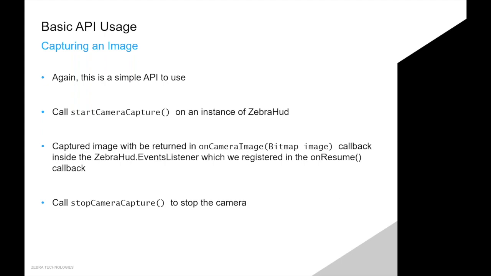And then the final API to cover under this basic API umbrella would be the API to capture an image. All you need to do is call the start camera capture API on an instance of the Zebra HUD. And this will return an image in the on-camera image callback, which we can register on the Zebra HUD inside the onResume lifecycle callback. So when I call start camera capture, I will get a bitmap image received in this on-camera image callback. I can do what I like with that image once it's received.